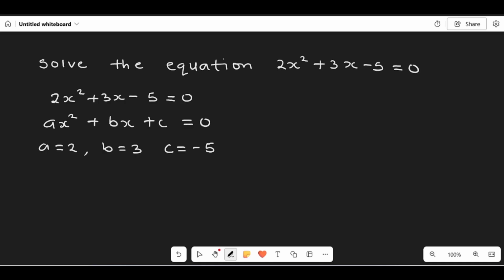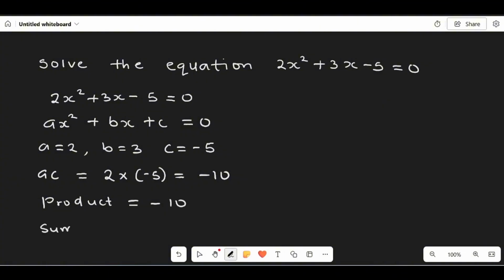Multiply a and c together. AC equal to 2 multiplied by minus 5. Our answer equal to minus 10. Find two numbers whose product equal to minus 10 and sum b equal to 3.